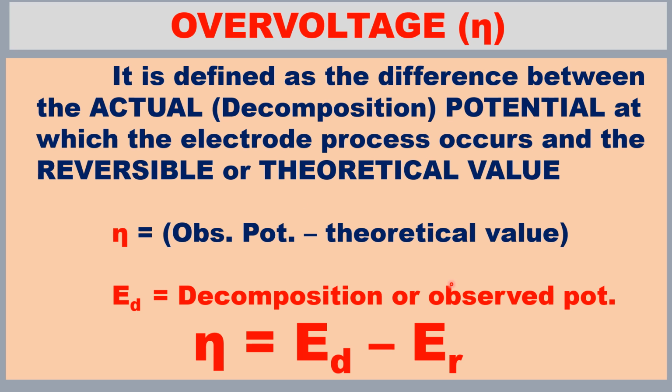For example, silver should deposit at a particular potential value, 1 point something. It won't deposit at that potential unless you give some over, 1.3, 1.5, because of back EMF. Okay, it's because of back EMF. We'll see what is the reason for over voltage. This is the expression for over voltage.